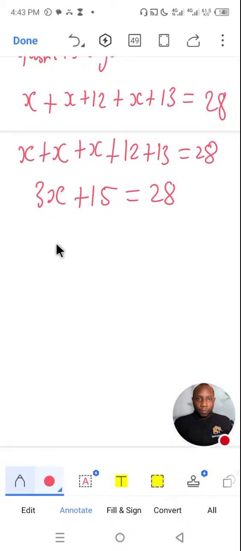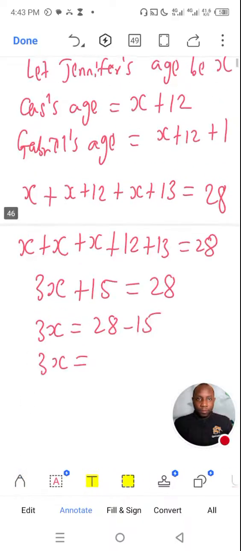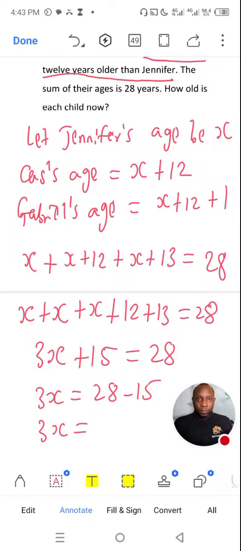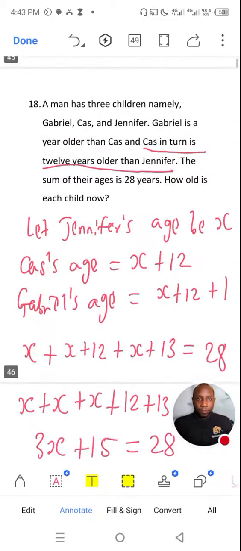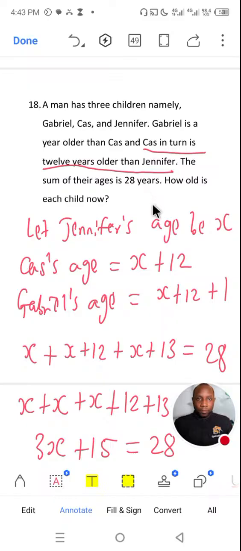So what I'm going to do next is subtract 15 from both sides of the equation. So 3x is equal to 28 minus 15. Are you seeing that? What's 28 minus 15? I hope this is in order. This is 13. Wait, I hope I've not made a mistake here. It seems I have. Hold on a bit, let me check if everything is okay.